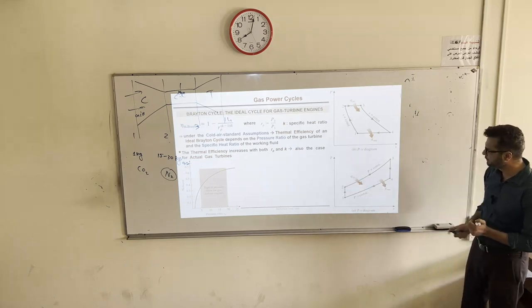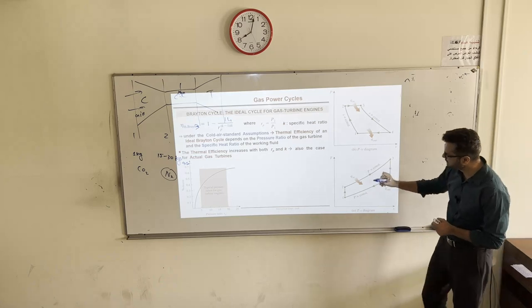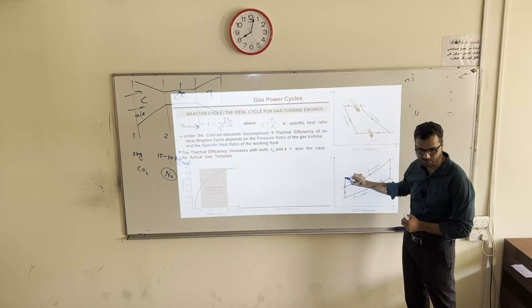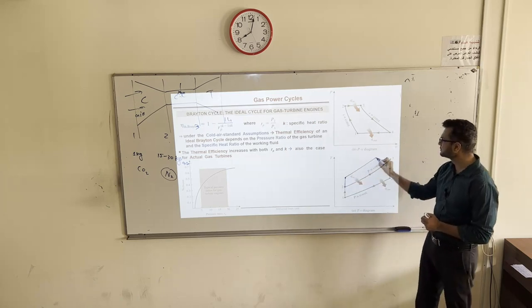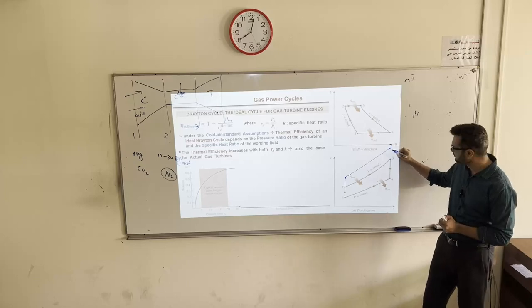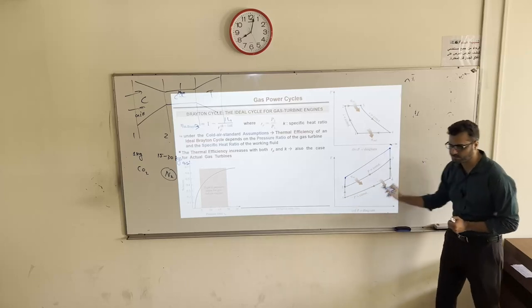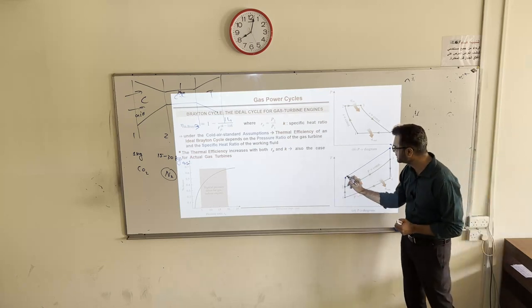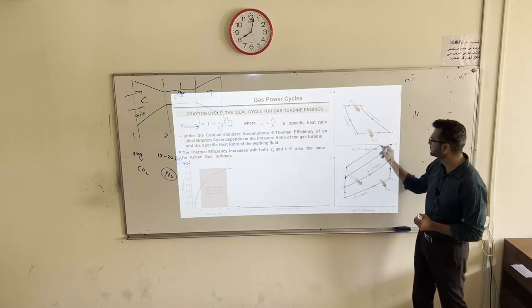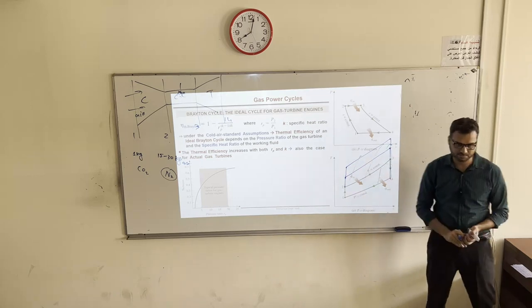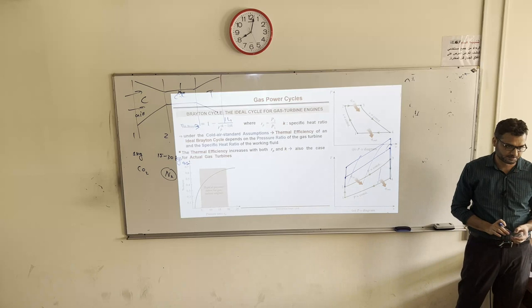Look here, if I increase this pressure, point 2 is shifted here. Now there will be combustion, so point 3 is also shifted here. And for the same ambient, if you keep on increasing this pressure ratio, your net work area is increasing. That's what this graph is telling us.